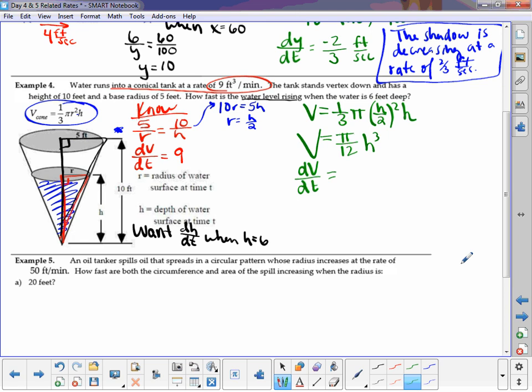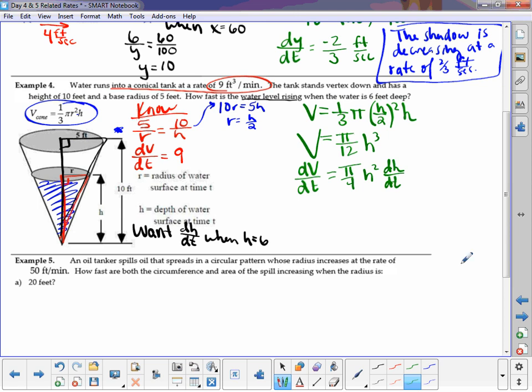Because when I do my derivative of h, I'm going to have h squared dh dt. Why am I only having dv dt? Yeah, because the derivative of v would be 1 dv dt. Good. I just didn't want you guys to think I was neglecting v altogether. Alright. So bring down my 3 and simplify, get pi over 4 h squared dh dt.